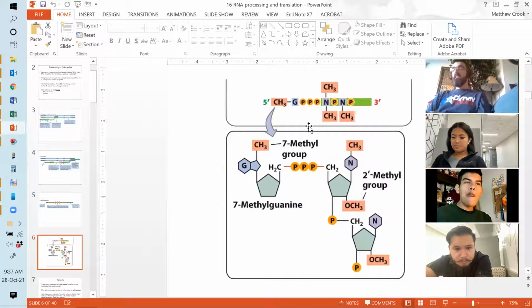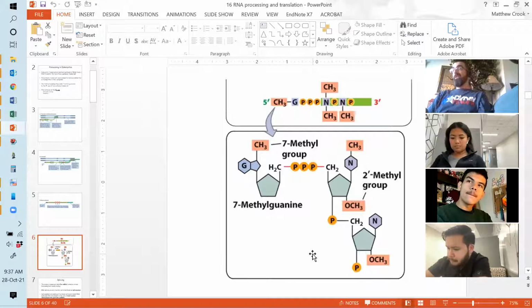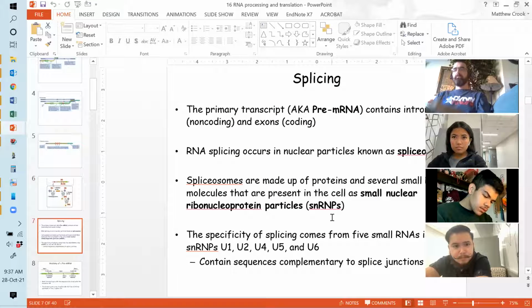Okay, so in addition to what you just said, this is also a binding site for the ribosome or part of the ribosome, which we'll get to maybe today, actually. We're going to start translation today, I think. Now splicing, however, is a much more complex process. And basically, it relies on a bunch of what are called ribonucleoproteins.